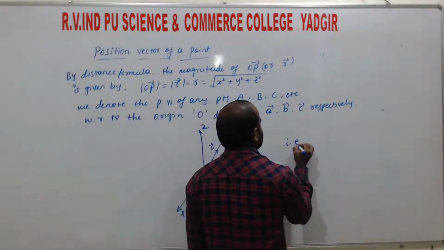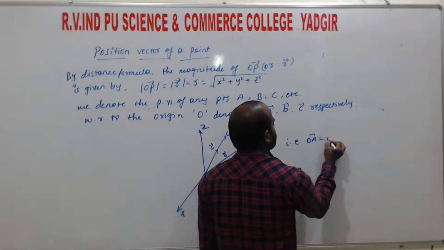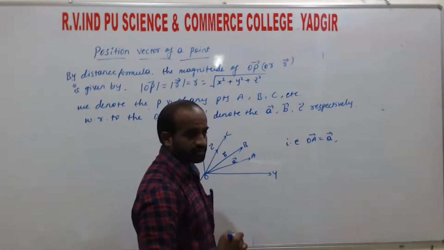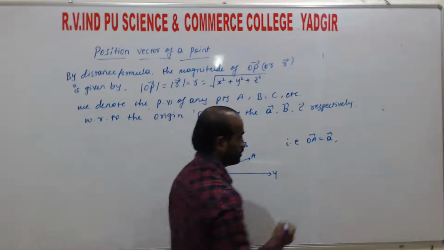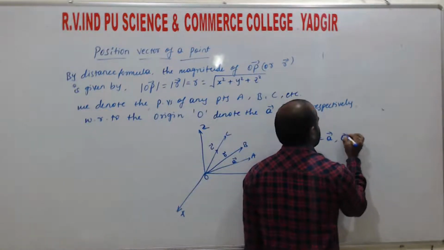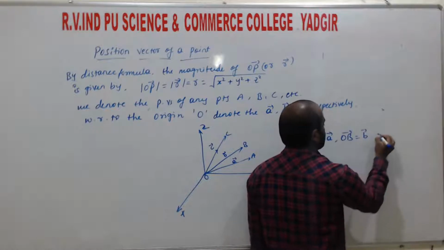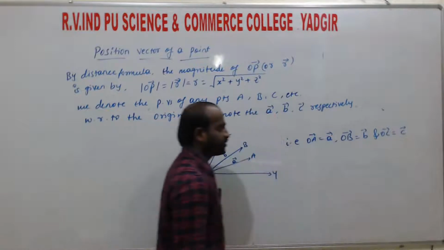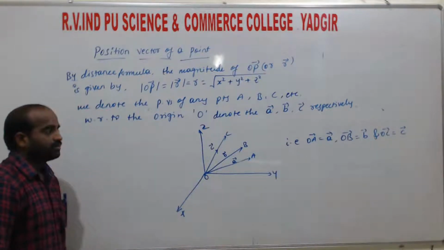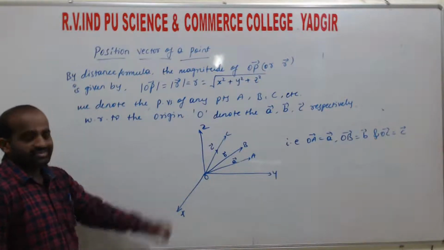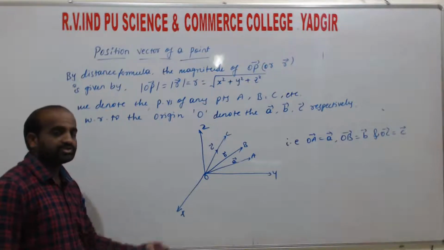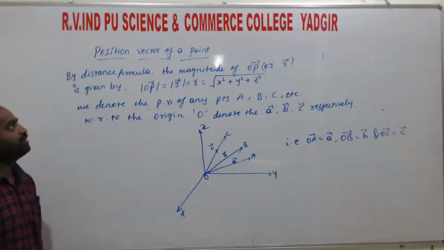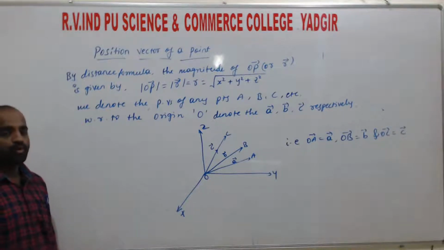That is, OA vector is equal to A vector. Position vector OA is what? A vector. Position vector OB is B vector, and OC vector is equal to C vector. Okay, this is the position vector of any points A, B, C, D. OD is equal to a small d vector. Okay, this is totally the position vector of a point.